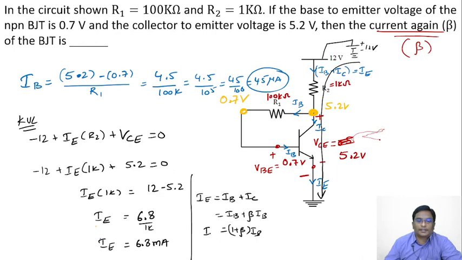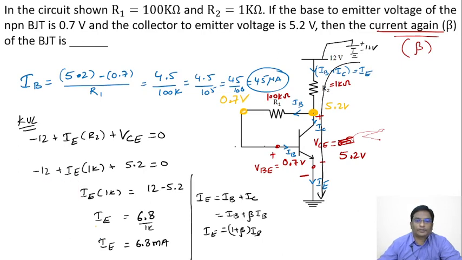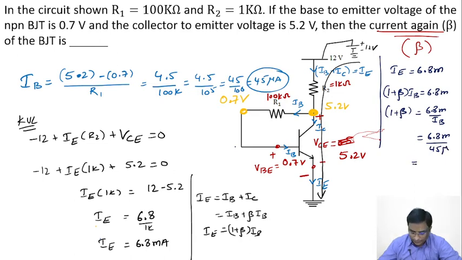This IE current, nothing but 1 plus beta times IB. This IE we got as 6.8 milliamperes. So 1 plus beta into IB, but 6.8 milli. Then 1 plus beta is 6.8 milli by IB. What is IB? We found out here, 45 micro. So 6.8 milli by 45 micro. Take the calculator. What is 6.8 milli by 45 micro?